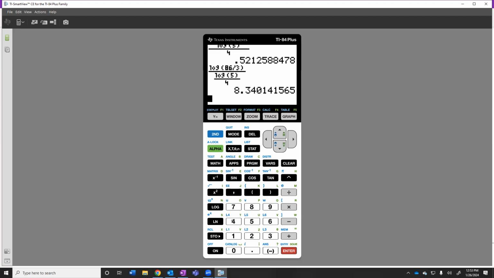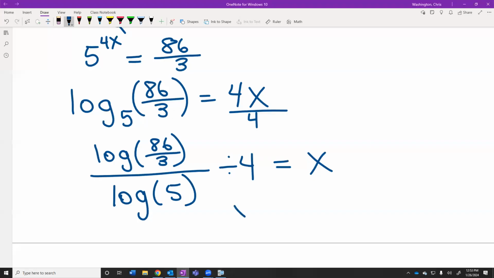So 0.52125. The 5 is going to round the 2 to a 3. So x equals 0.5213.